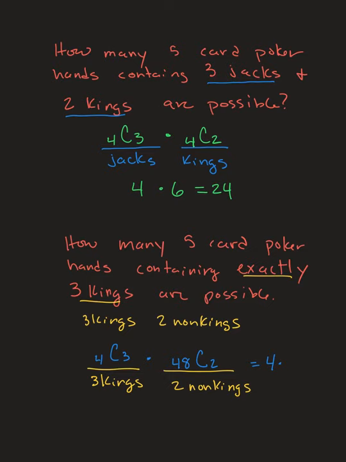All right, so we have 4C3, which is 4, and let me use my calculator for 48C2. That's 1,128. Multiply those together, and I get 4,512. So there are 4,512 5-card hands that have 3 kings and then 2 non-kings.